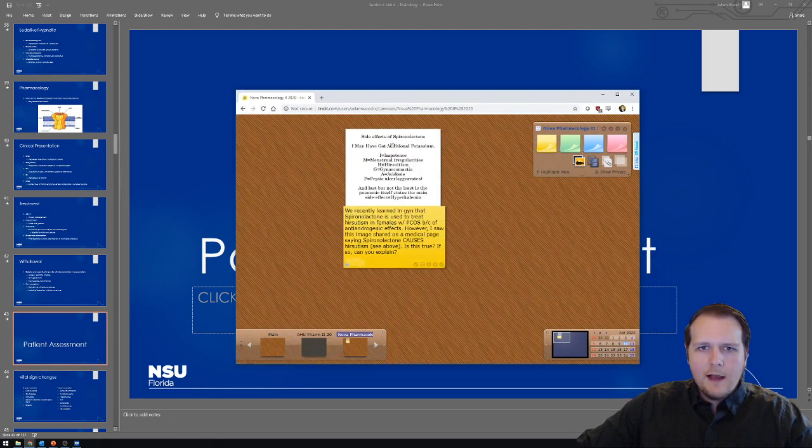Side effects of spironolactone: additional potassium, impotence, menstrual irregularities, hirsutism, gynecomastia, acidosis, peptic ulcer, and last but not least, the mnemonic itself states the main side effect, hyperkalemia. Interesting. We recently learned that spironolactone is used to treat hirsutism in females with PCOS because of its anti-androgenic effects. However, I saw this image shared on a medical page saying spironolactone causes hirsutism. Is this true? If so, can you explain?